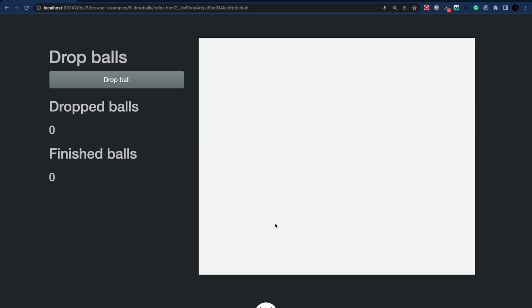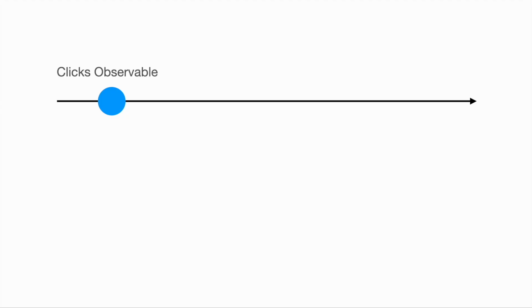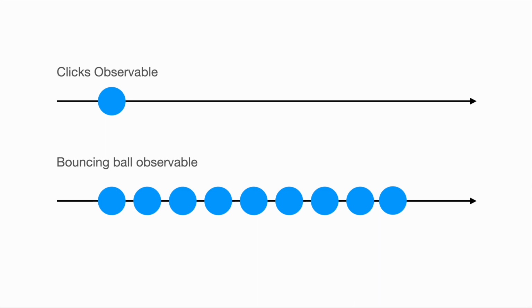In today's video, we will explore higher order mapping operators with the help of this demo application. This demo application contains a button that allows us to drop a ball. If we click here, we can see that the ball drops to the ground and then bounces out. If we want to represent this behavior in a marble diagram, it could look something like this. We have a click stream that emits once we click the button. Whenever we click a button, another stream comes into play: the bouncing ball observable. And the bouncing ball observable simply emits coordinates over time. So it contains the information where the ball should be at a certain time.